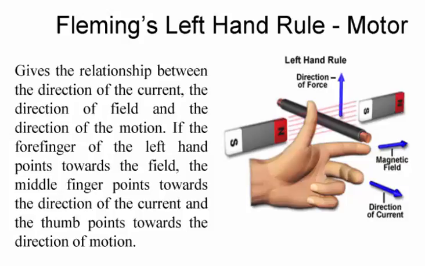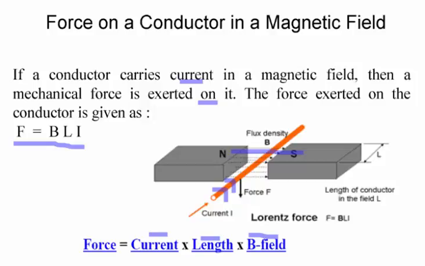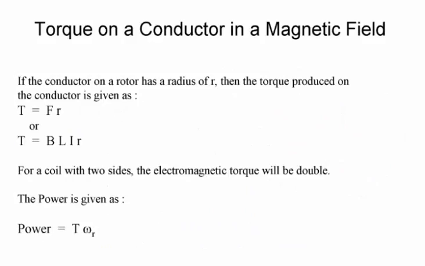Now, Fleming's left-hand rule gives us the relationship between the direction of current and the direction of the field. So there's the magnetic field, and we have the current flowing through it. With that and the left-hand rule, we can determine the force exerted on that. And you can see the force in this drawing is downwards on that conductor which carries current.